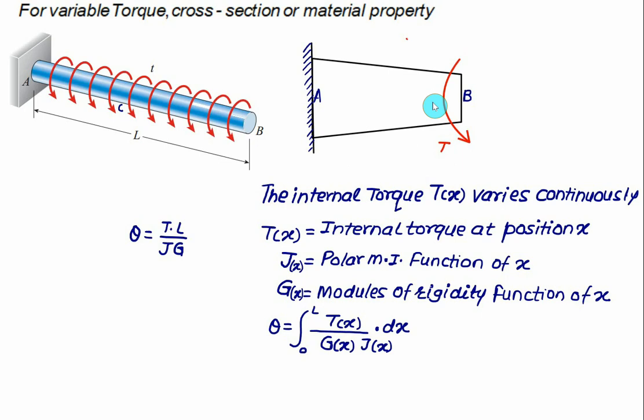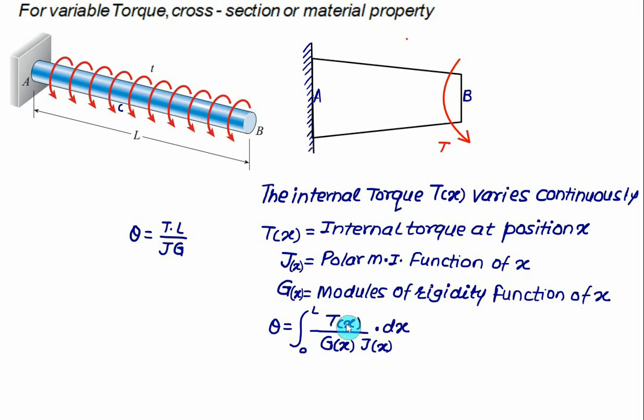As far as the second case is considered, where we have variable cross section and a constant torque, in that case the value of T(x) remains constant over the entire section from A to B. Value of G also remains constant from A to B, but the polar moment of inertia is variable. Polar moment of inertia for a solid shaft is given as pi by 32 d to the power 4. So we'll consider here one diameter at distance equal to x. We'll develop a relation between the diameter at any distance x between d1 and d2 and we'll integrate it.